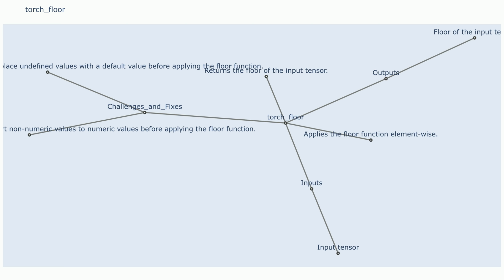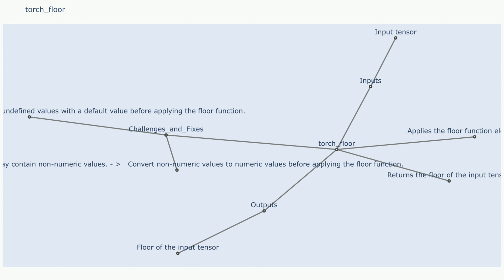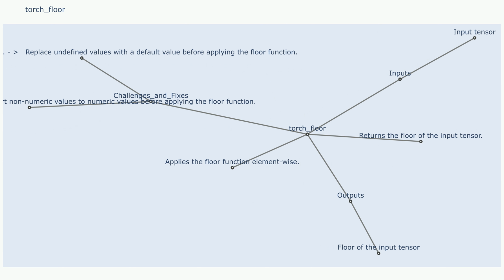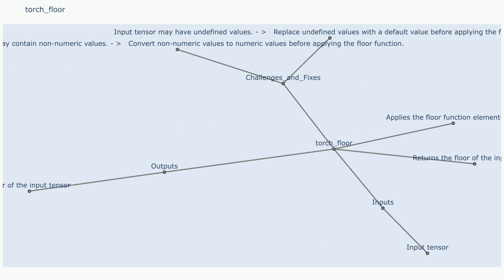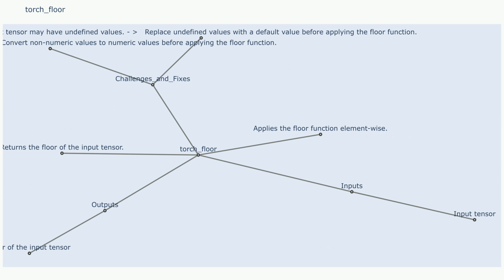torch.floor. Description. The torch.floor function returns a new tensor with the floor of each element in the input tensor. The floor of a number is the greatest integer less than or equal to that number. Inputs. Input: a tensor of any supported data type. Outputs. Output: a tensor of the same shape and data type as the input tensor, containing the floor of each element in the input tensor.